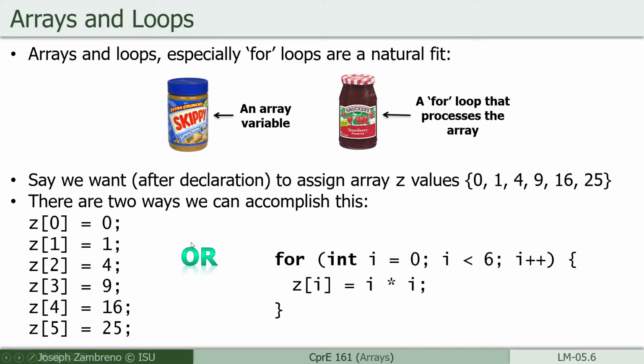We can do that in our for loop, and this design pattern is going to be so common here. This is an array of length, if I said 5, I was wrong, array of length 6. So i equals 0, i less than 6, i plus plus. z of i equals i squared, or i times i.